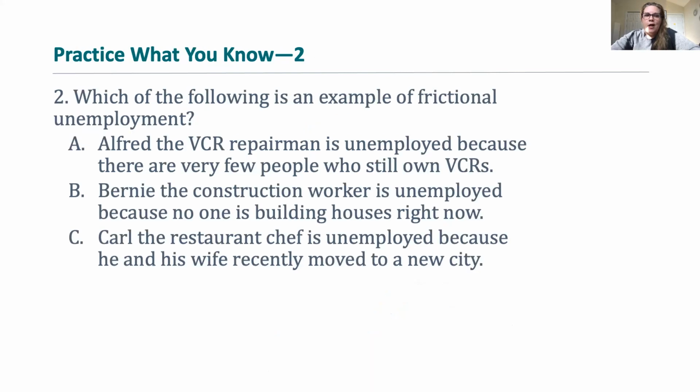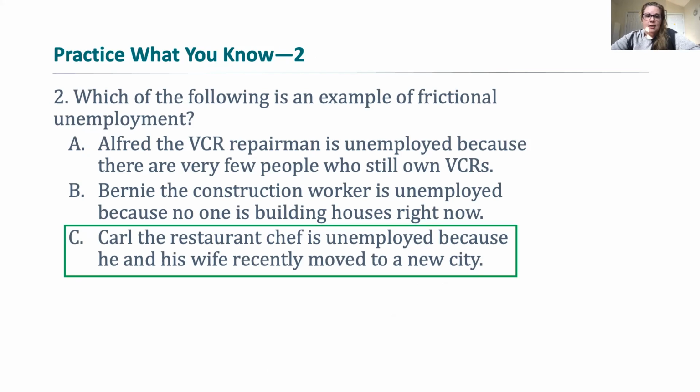Which of the following, so the same three examples, which of these is frictional unemployment? The answer is C. Carl's a restaurant chef, and he's unemployed right now because he and his wife just moved to a new city. So he's actively seeking work, and it's just going to take him some time to find the right job.